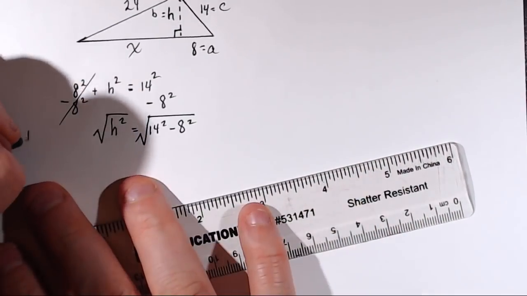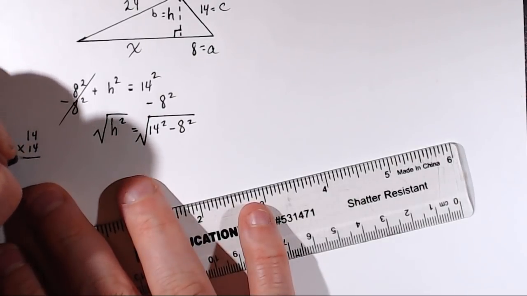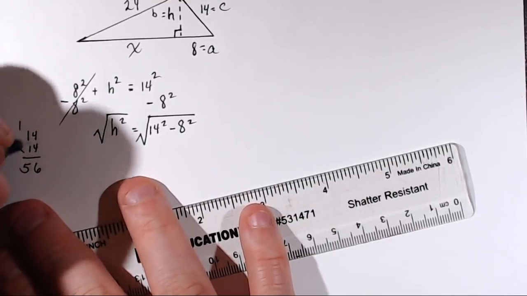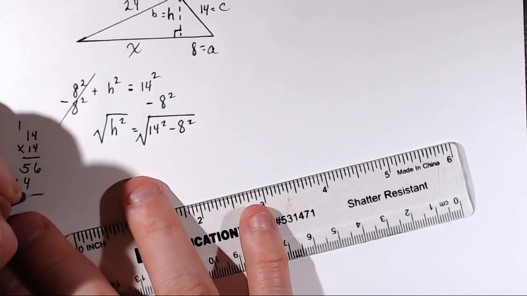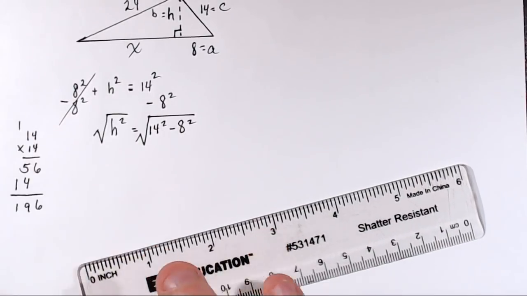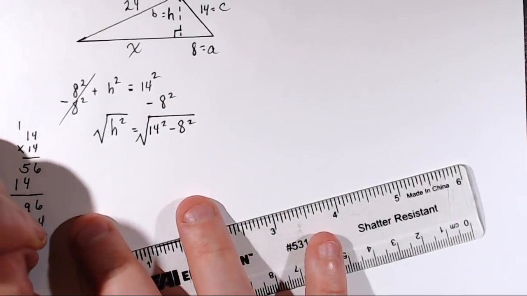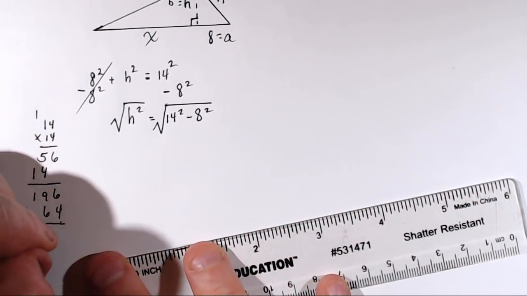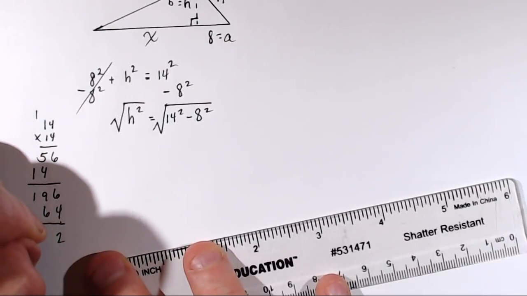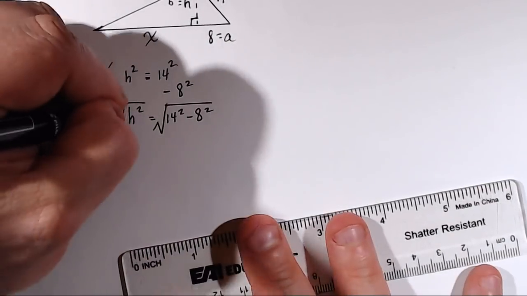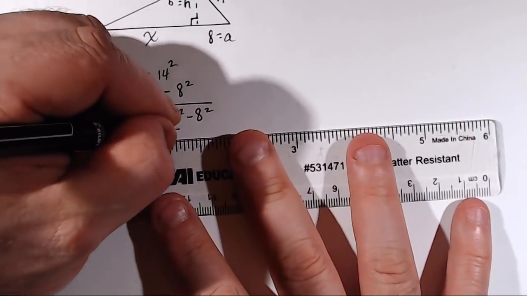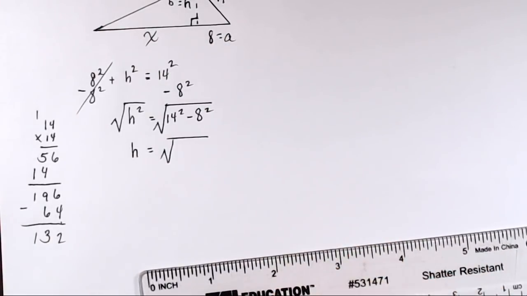And now I need to do 14 squared. 14 times 14, don't know what that is. 4 times 1 is 4 plus 1 is 5. 196 minus 64. Okay, because 8 times 8 is 64. 196 minus 64. 6 minus 4 is 2. 9 minus 6 is 3. 1. So the square root of h squared is h equals the square root of, and we took that difference just now, right here, the square root of 132.